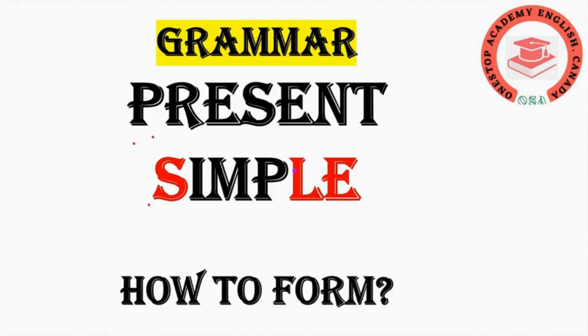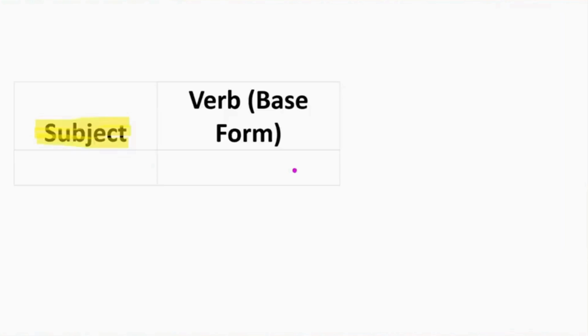By the end of this lesson, you will be able to form positive, negative, and interrogative sentences using present simple tense. I will give you examples and practice questions in the end. So let's start. In present simple tense, there are two important things. One is subject and the other is the base form of the verb. So we always use base form of the verb in present simple tense.